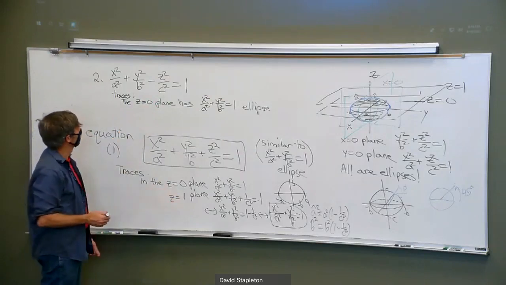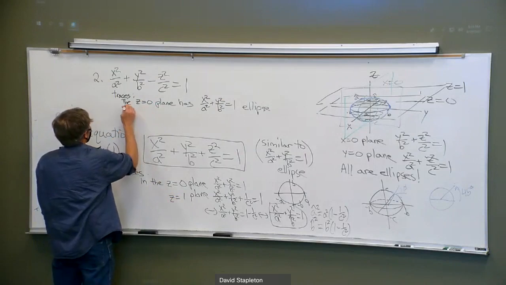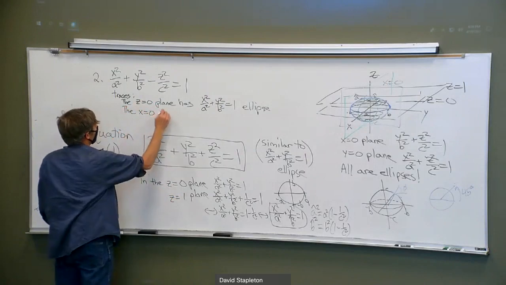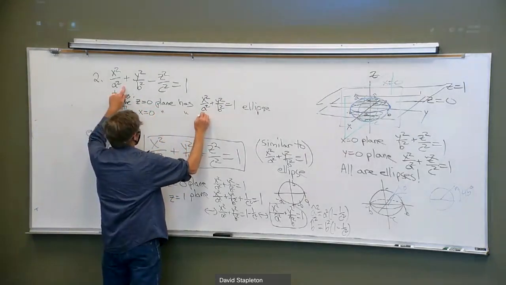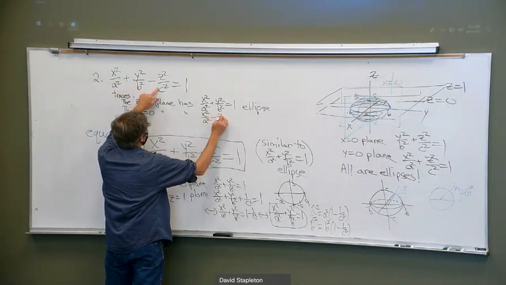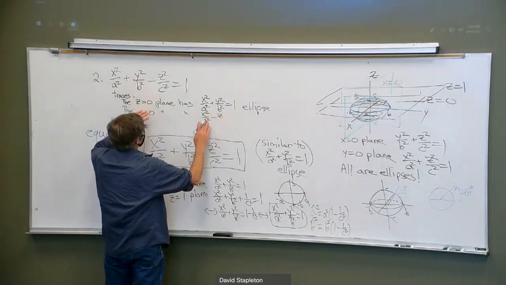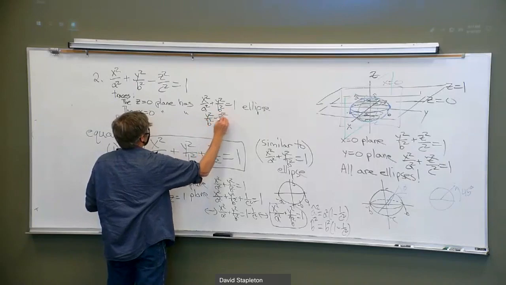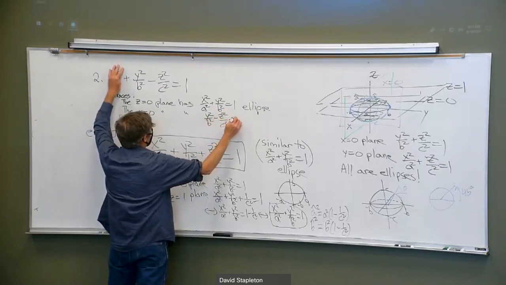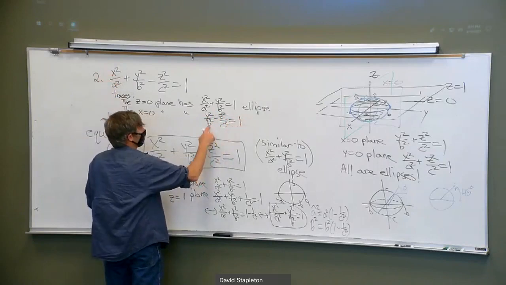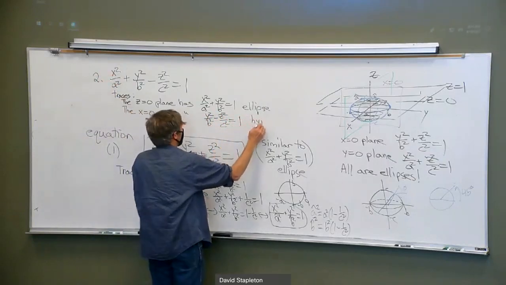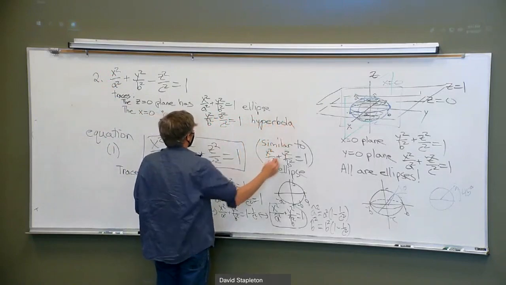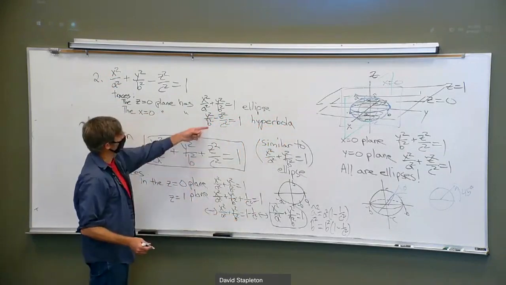You can do some more of these, but it just gets tedious. Let's try again the x equals 0 plane, the yz plane. We put x equals 0, so this term falls out, and we get y squared over b squared minus z squared over c squared equals 1. Within the x equals 0 plane, now we've got a hyperbola, with constants b and c in here. So the distance from the center to the vertex, for instance, will be b.